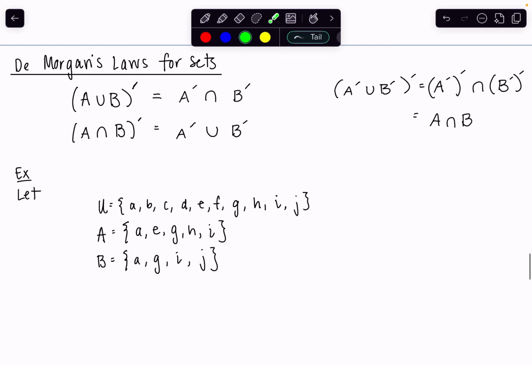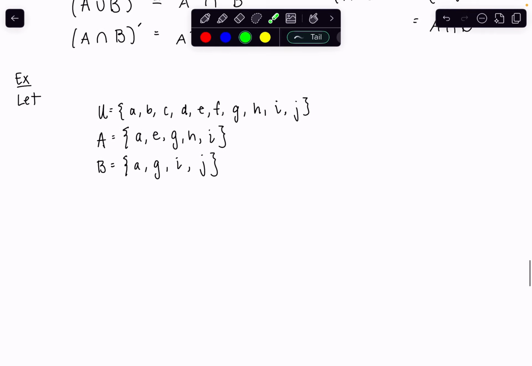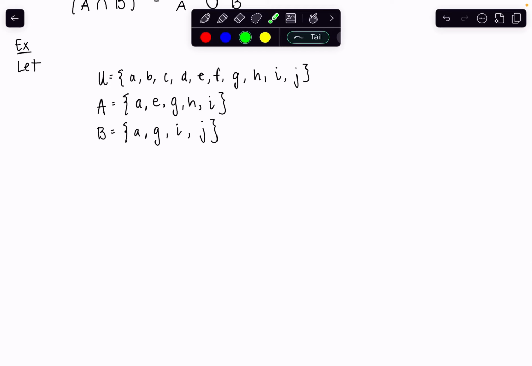So what I'm going to do, again, you can show that these are true exactly in the same manner as the last problems. You can see the region that it talks about just in a Venn diagram with two sets. But what we're going to do is just apply it to a specific problem, and you're going to see we get the same thing either way. It really doesn't matter. So we've got the set U, which is the letters A through J. Then we've got A and B. And what I want to do is find A union B complement.